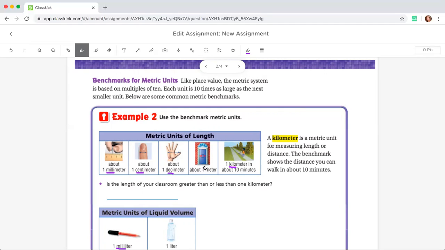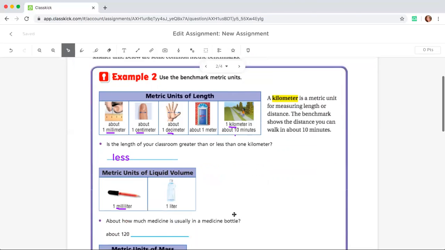And a kilometer is how you would pronounce that. You could walk that in about 10 minutes, while on the other page, it told us that we could walk a mile in about 20 minutes. So that means a kilometer is about half of the distance of a mile. And that's pretty accurate. It's a little bit over half, actually. So the length of your classroom is greater or less than 1 kilometer? Well, you could walk from one end to the other in a lot less than 10 minutes. So that means the length of our classroom is less than 1 kilometer, okay?